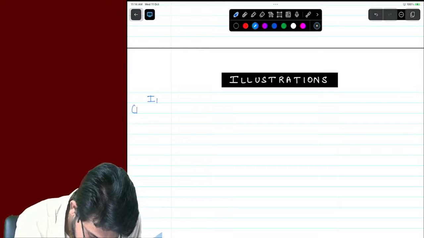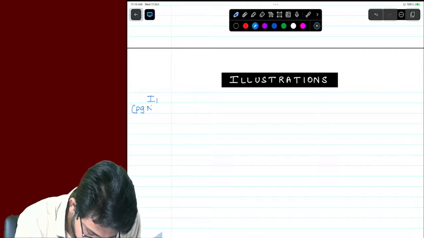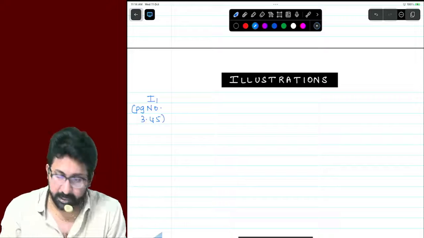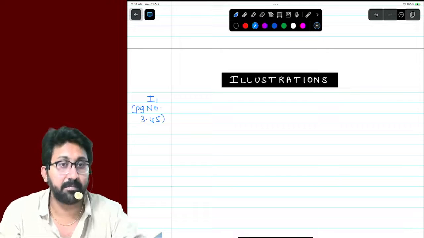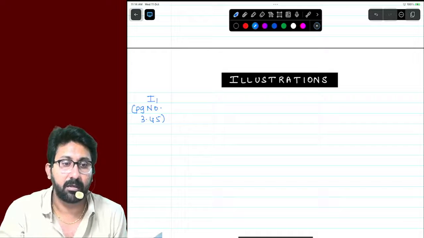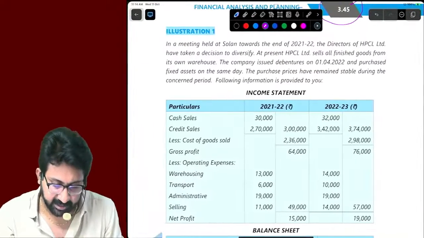Illustration 1. Page number 3.45. Written the page number. Let us see the question first.